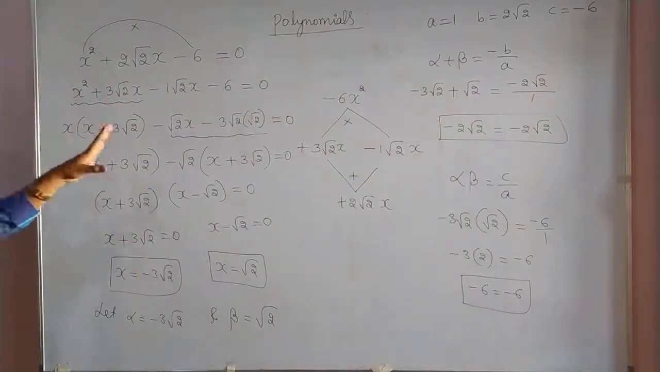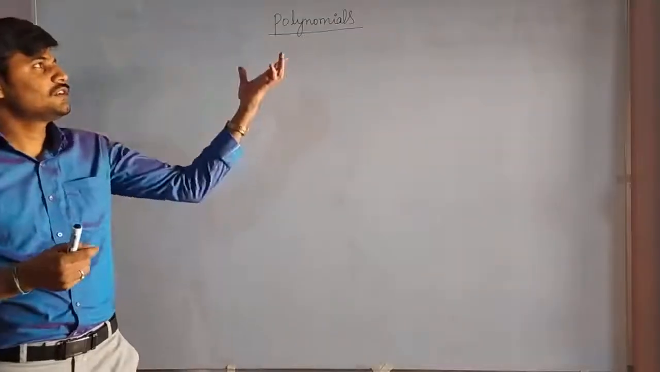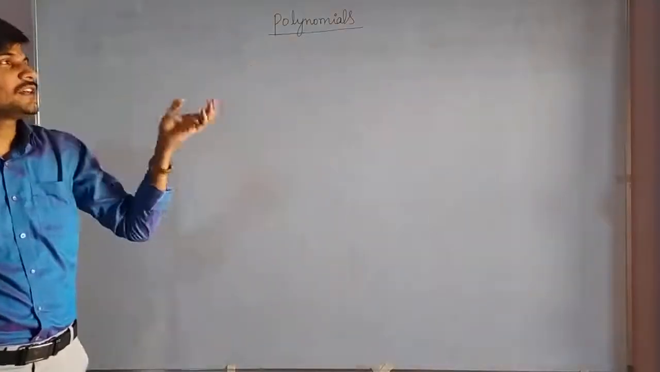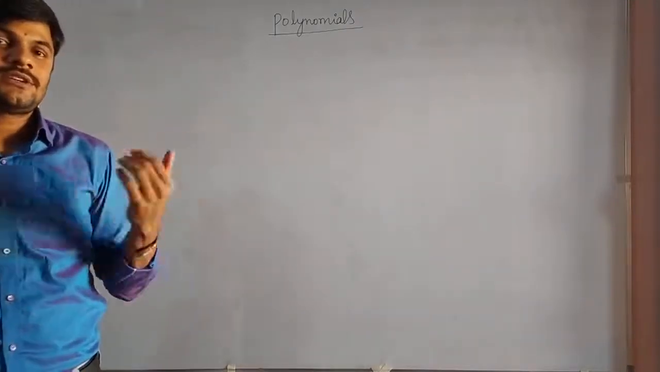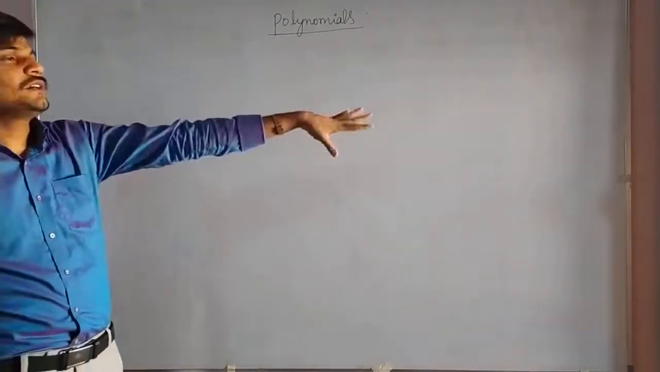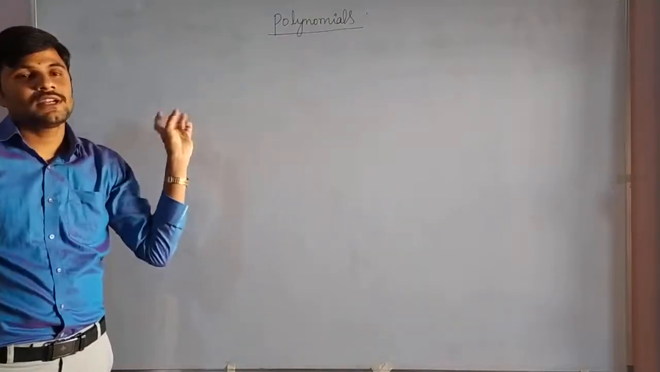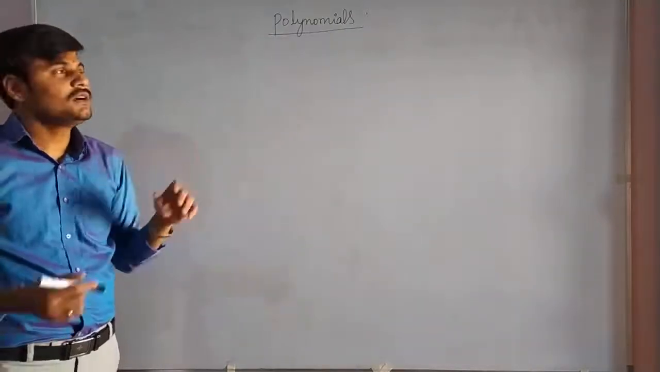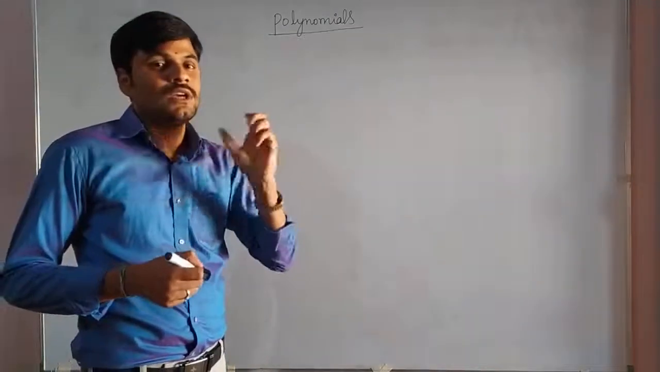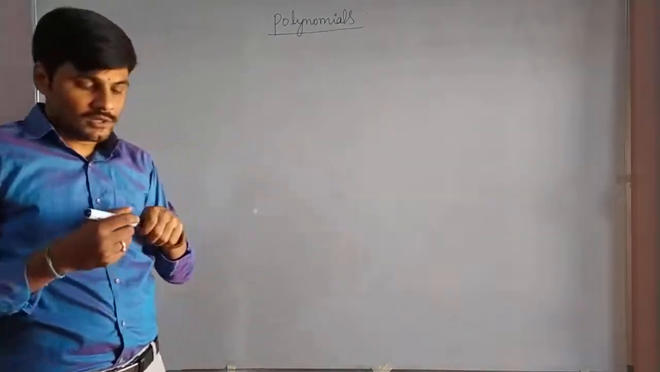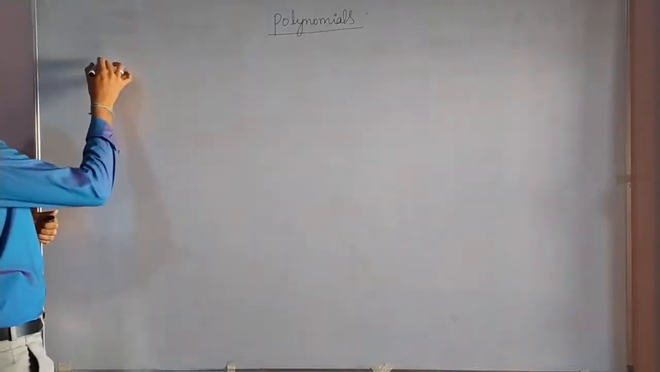So that's all here. So you have learned how to find the zeros, finding the sum of the zeros and product of the zeros, and verifying with the coefficients after finding the zeros. Now if the sum of the zeros and product of the zeros values are given in the question, how to find the polynomial? So the general form to find the quadratic polynomial.